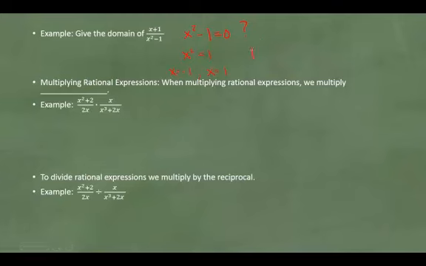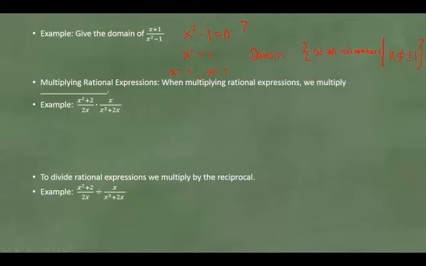So another way of writing the domain would be that x is all real numbers except x cannot equal plus or minus 1. So this says all real numbers such that x is not equal to plus or minus 1.